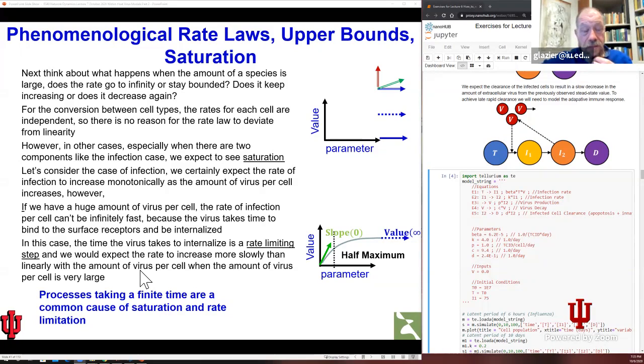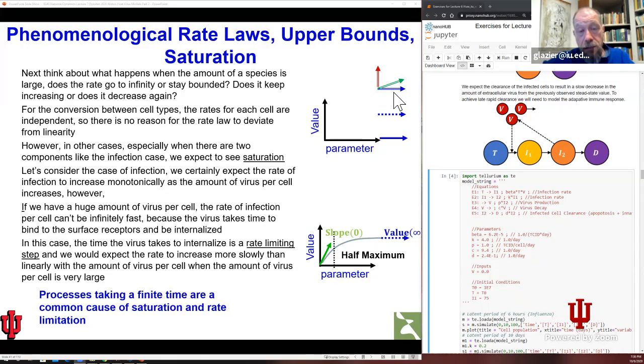Nevertheless, we have to think about what our method does in the limit as things get large. Does it behave sensibly or not? Fundamentally, there are only three things that can happen. If our variable or parameter goes to infinity, the value could go back to zero. So it goes up, it goes down again. It could come to some finite value, or it could go off to infinity.